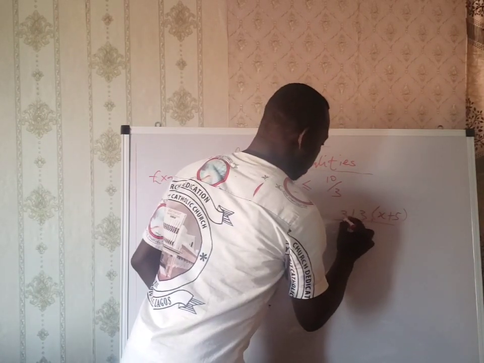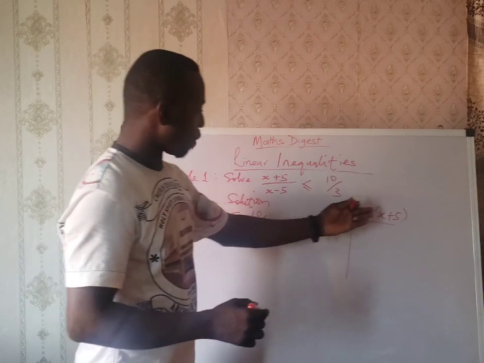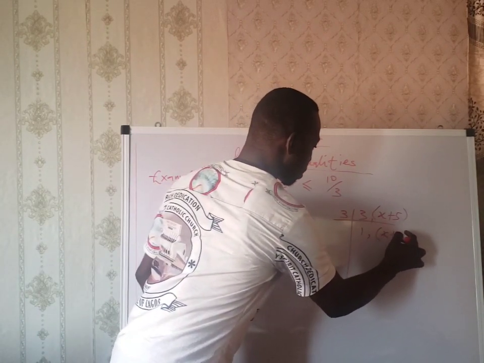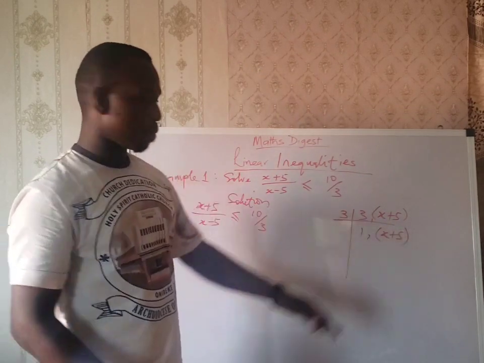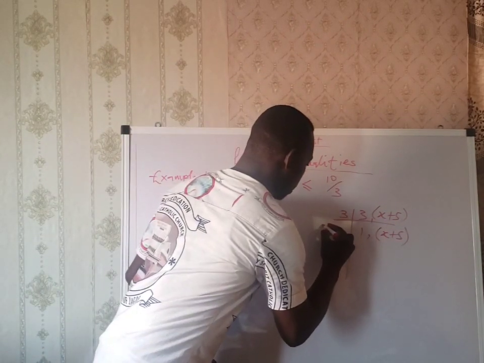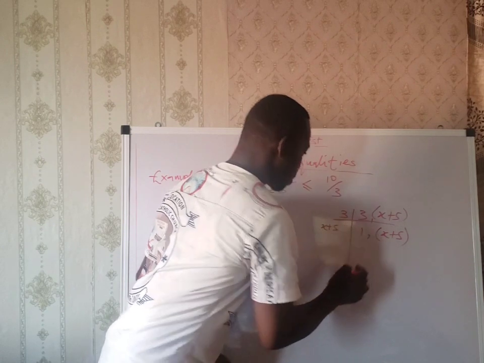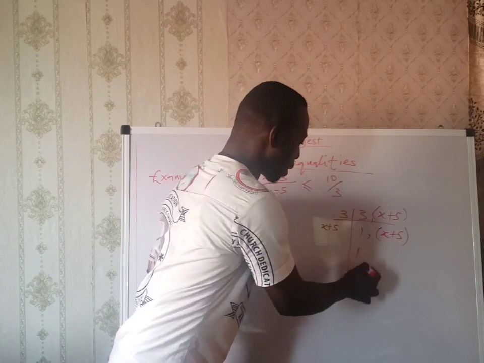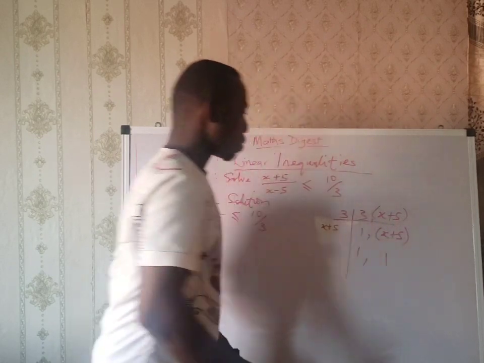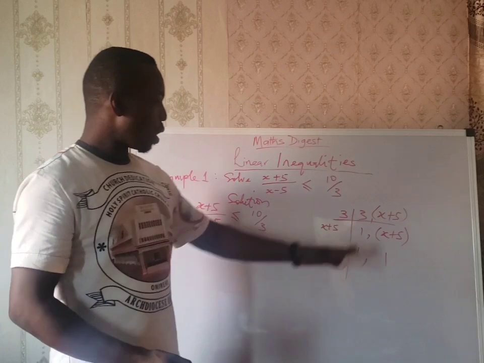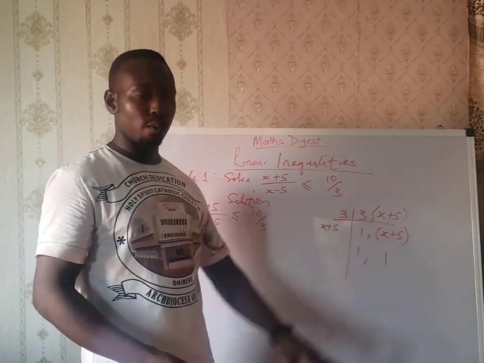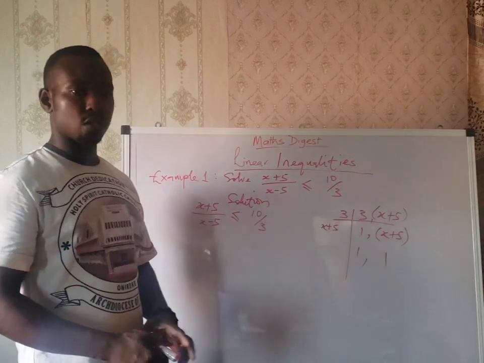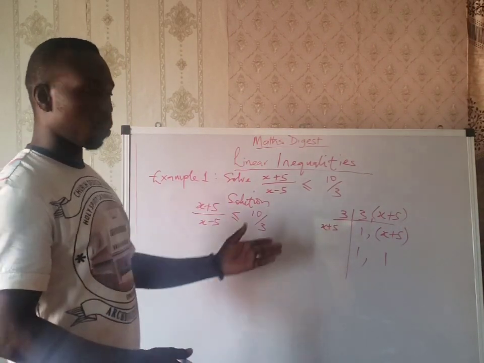You simply start with 3. 3 divides here, you will get 1, while this remains the same. Then you also divide with this. This is already 1, so you bring 1 down, and this is 1. The essence of this is to make sure that everything is reduced down to 1. Once you are done with it, use all the figures you have here. That becomes your LCM.